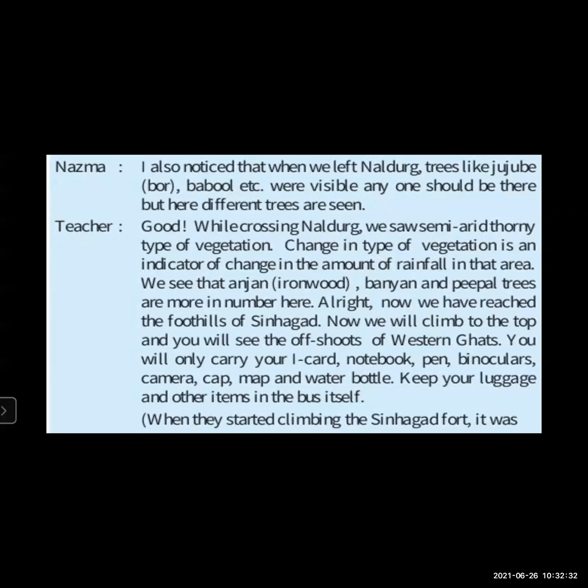All right, now we have reached the foothills of Sinhagad. Now we will climb to the top and you will see the offshoots of the Western Ghats. You will only carry your iCard. So students need to carry iCard, notebook, pen, binoculars, camera, cap, map and water bottle. Keep your luggage and other items in the bus itself.